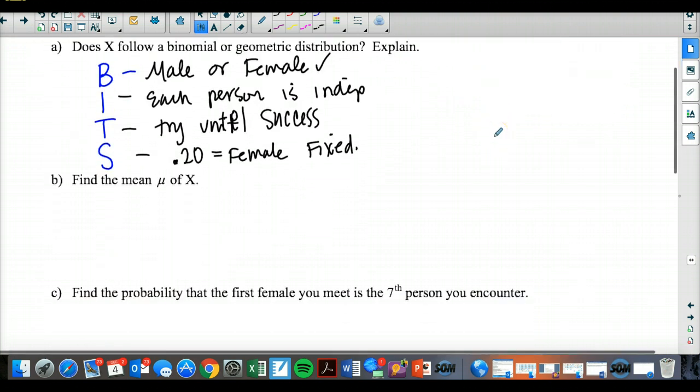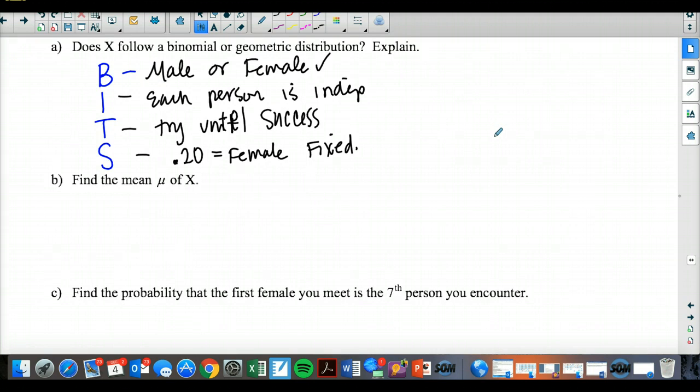Now, this is really great because we haven't practiced this in a little bit. On your reference sheet, you have the formula for geometric, and you have the mean and the standard deviation. So find the mean of X. Your little reference sheet says the mu of Y is 1 over P. So 1 divided by 0.20 tells you that the mean is 5, right?